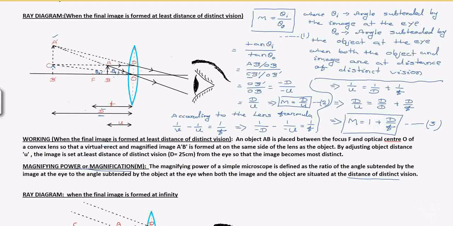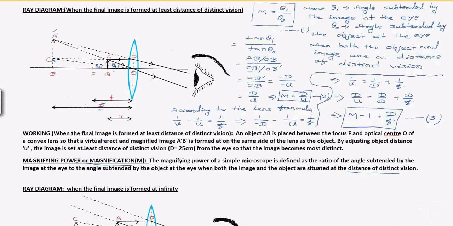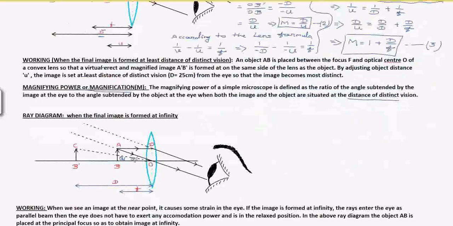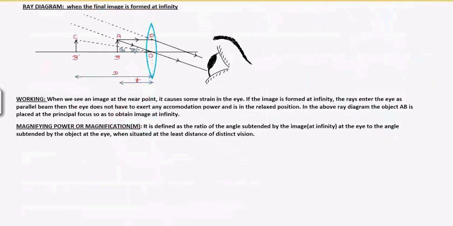Now let us discuss the magnifying power of a simple microscope when the final image is formed at infinity. See, here it is the diagram. This is the convex lens. We know that the final image will be formed at infinity when the object lies at the focus. So here the object AB lies at the principal focus of the convex lens, and the final image is formed at infinity.